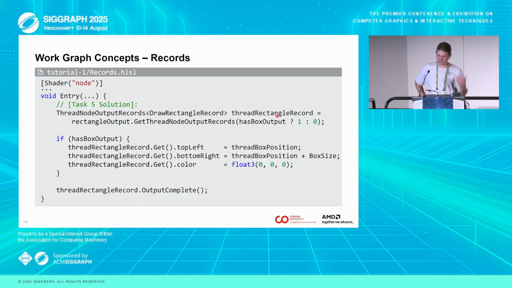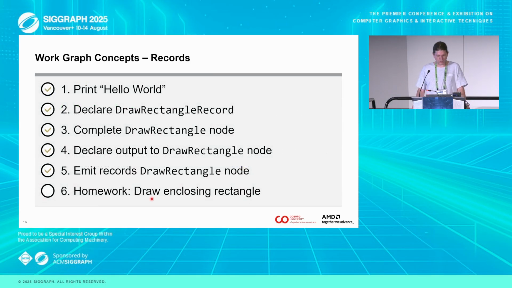So this is very much the same as we did before with the labels that we printed. This goes side by side. And then when we have it, we can configure the member elements of the record. So if you look around, there's going to be a thread box position variable already defined, a box size, and you can choose whatever color you like. And be sure to call the output complete, and then you have it. So this would be the solutions for the work graph tutorial 1.